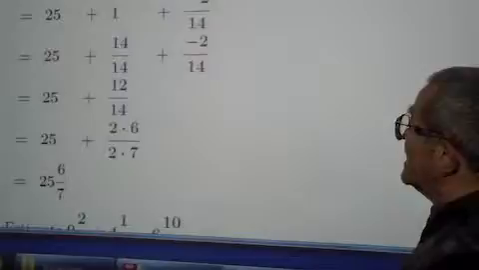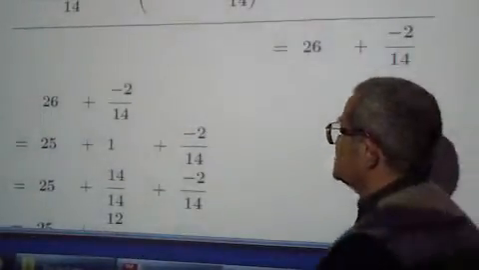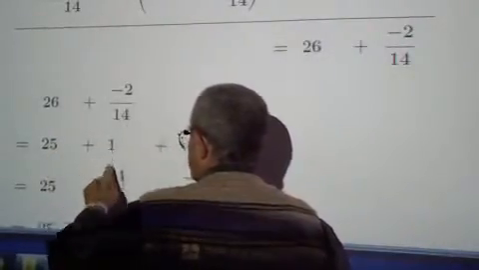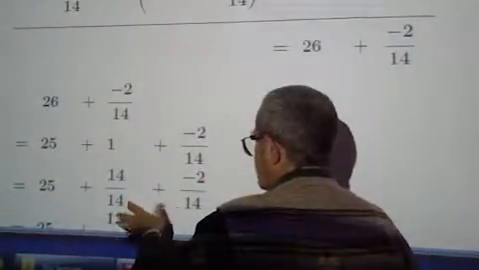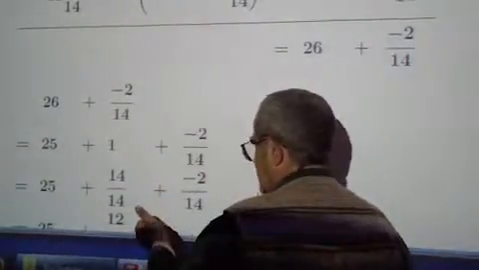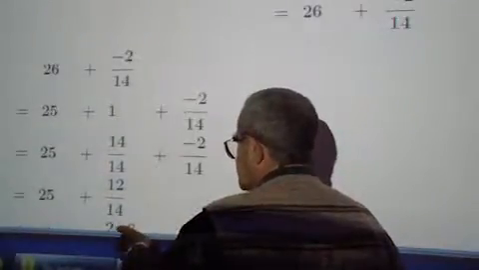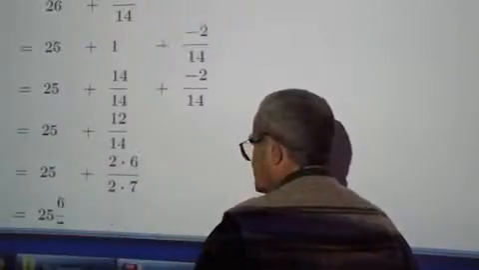Did I go a little bit fast again? So I'm at this stage, 25 and the negative number. That's 25 plus 1, which is 14 over 14. Two fractions with the same denominator. I add, in this case I add a negative number, really subtracting. 14 minus 2 is 12, 12 over 14, so 25 and 6 over 7.